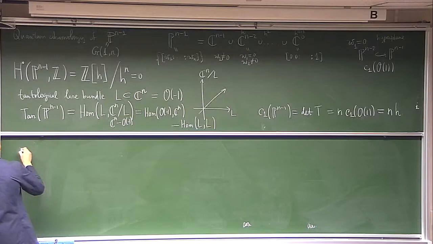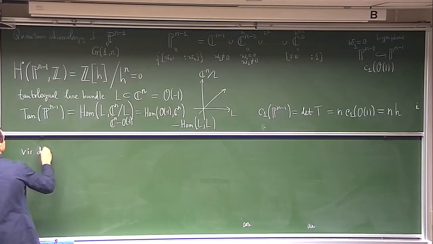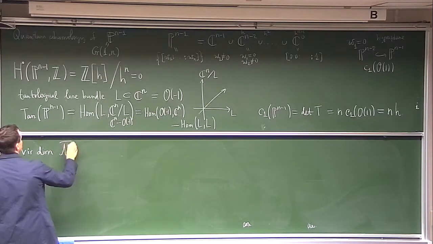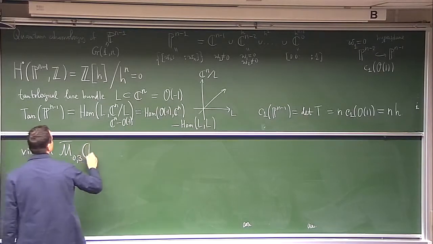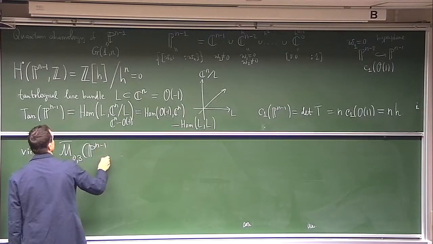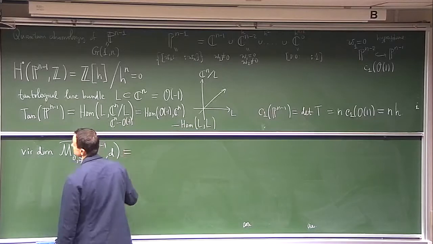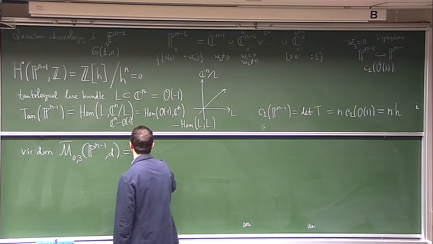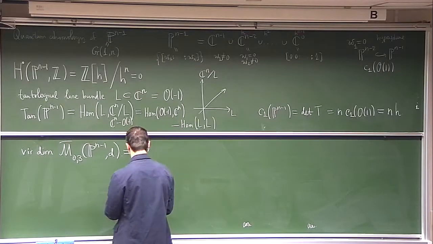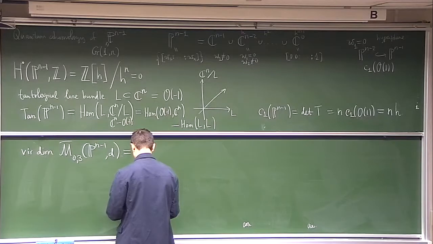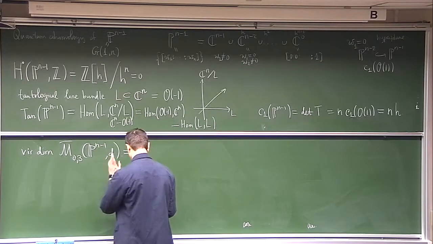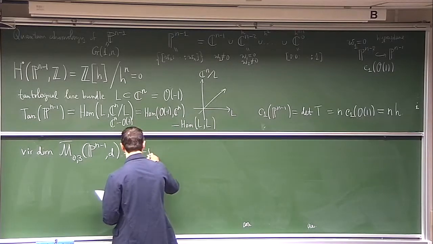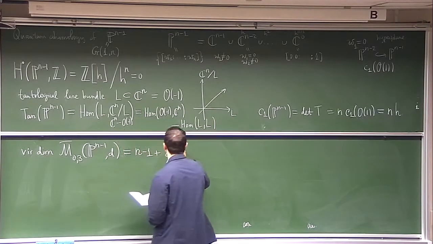So then this means that the virtual dimension of M bar 0,3 (X, d) is the dimension of X, which is n minus 1, plus d times n. I want to make sure I multiply the numbers correctly. Yeah, so n minus 1 plus d times n.